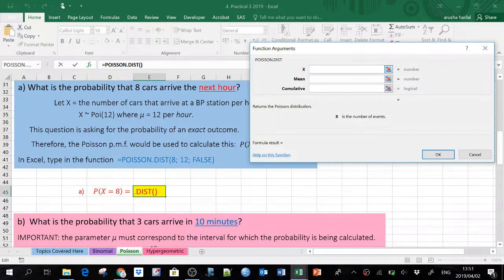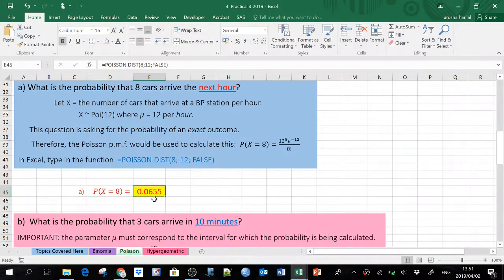I say okay. What is my x value? It's 8. What is my mu? My mu is my parameter, which is 12. And then it's asking me, is this cumulative or is it not cumulative? Because it is an exact probability, I'm going to type in false. And then, okay, this is my answer. Easy, simple, follow the instructions in the insert function.